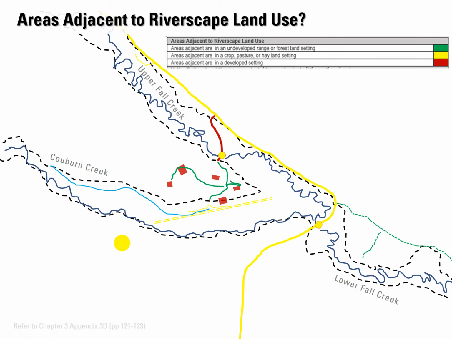And so the next thing that you can do is just make a judgment call about the areas adjacent to the riverscape. So outside of the valley bottom, color these by whether or not you think it's an area that's developed, an area that's in crop, pasture or hayland setting, or in forest land setting. So I'll give you 5 seconds to pause the video.